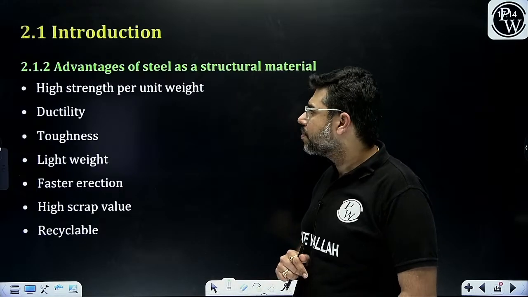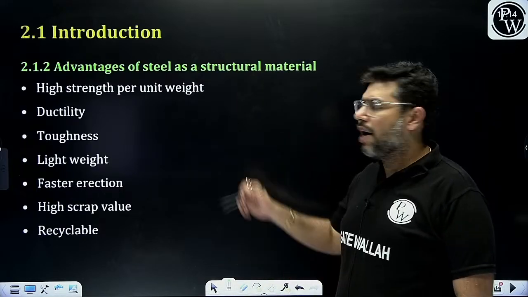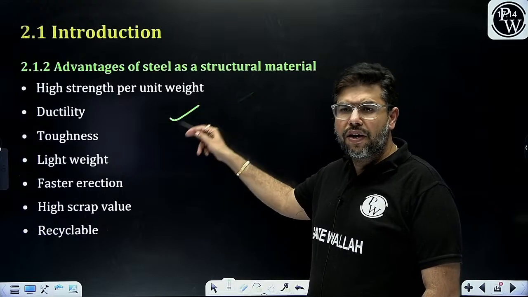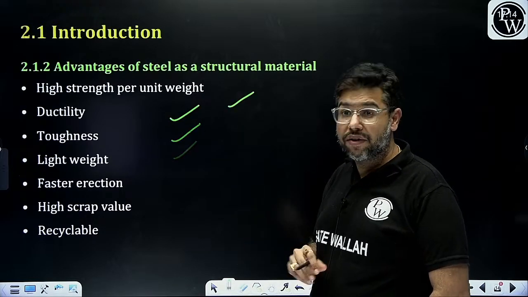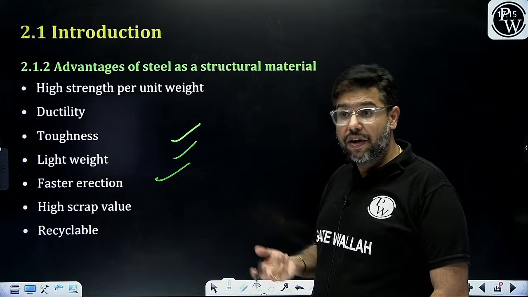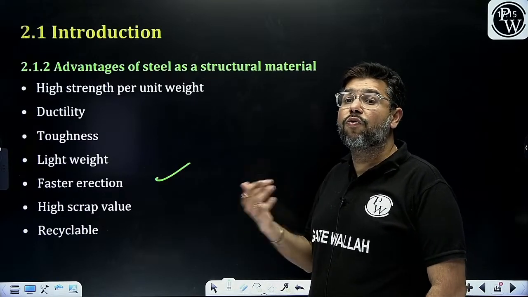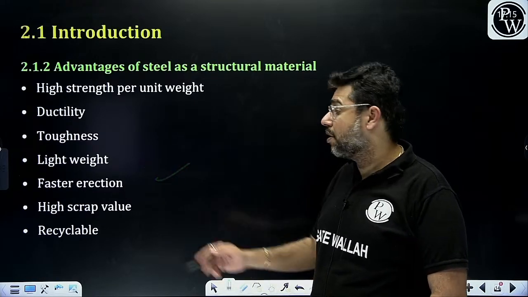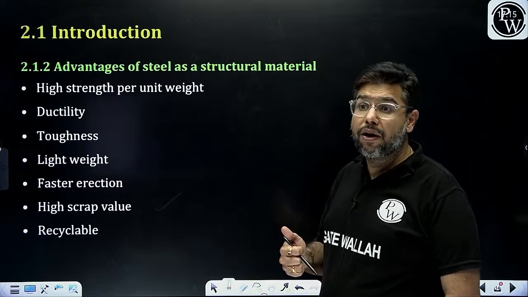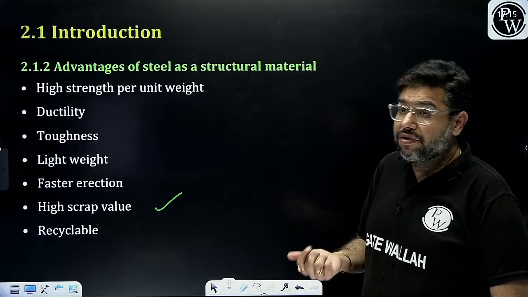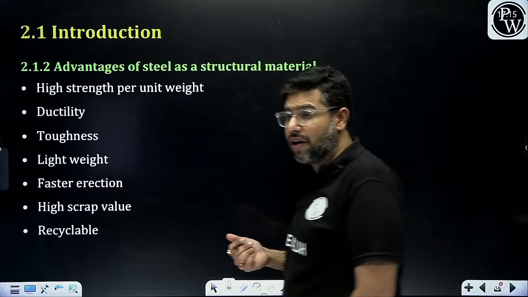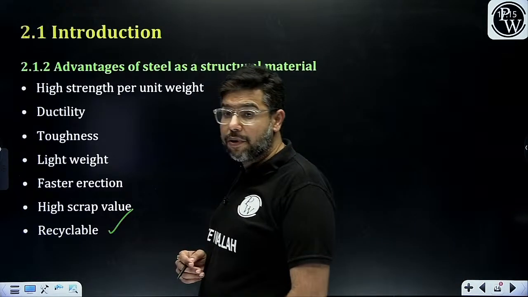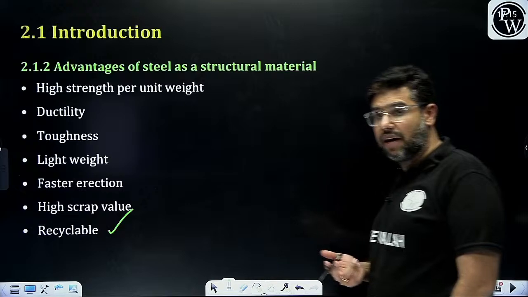Okay. So steel has high strength per unit weight, ductility is very high, steel is very tough, and very lightweight as compared to the RCC structure. Erection is very fast because now you don't have to wait for 28 days for development of strength. Then there is a high scrap value. The RCC structure has very negligible scrap value, but here the scrap value will be very large. And last but not the least, steel is recyclable.